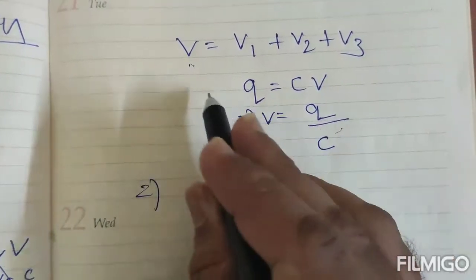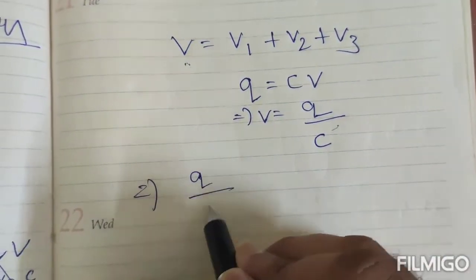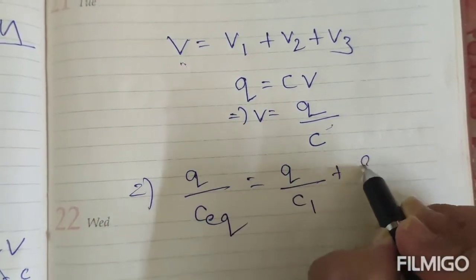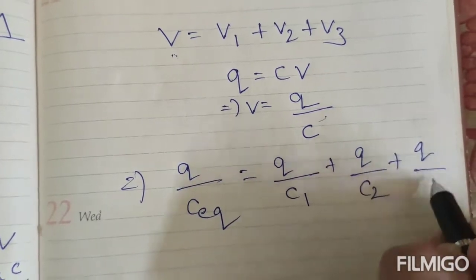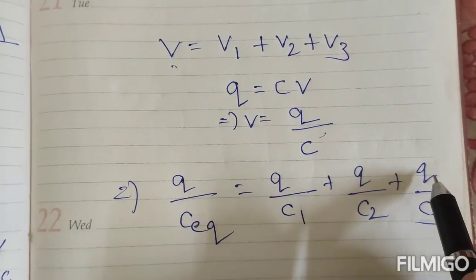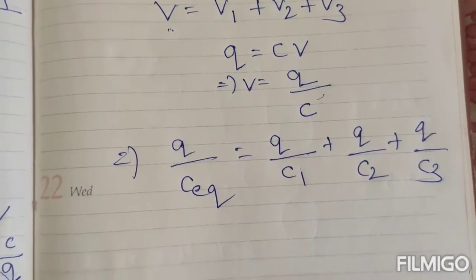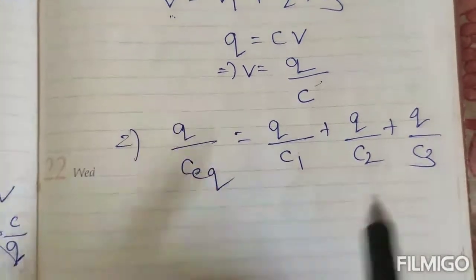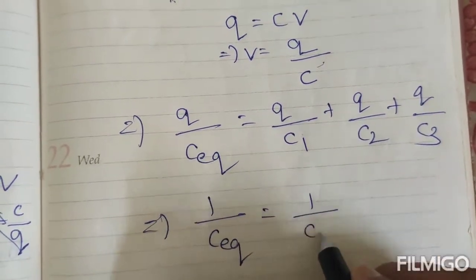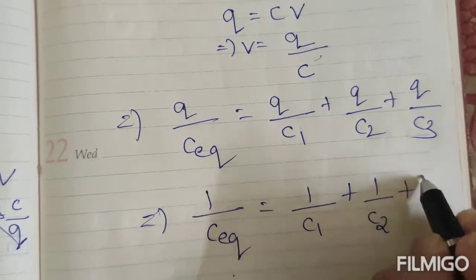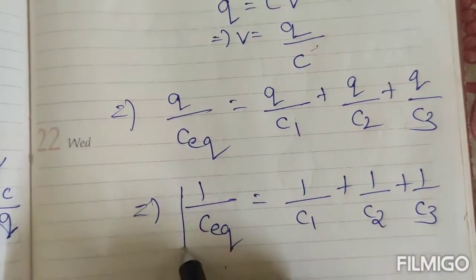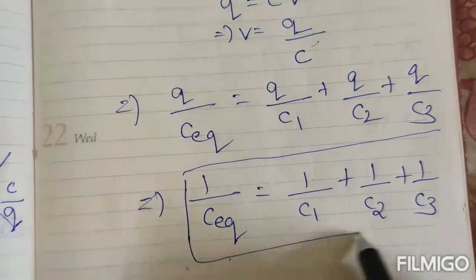If I place the values here, this will be Q by C equivalent is equal to Q by C1 plus Q by C2 plus Q by C3. And you can observe why I am writing Q as the same: because the same charge flows in the series connection. So if you cancel all the Q's, 1 by C equivalent is 1 by C1 plus 1 by C2 plus 1 by C3. This is the formula for a series connection.